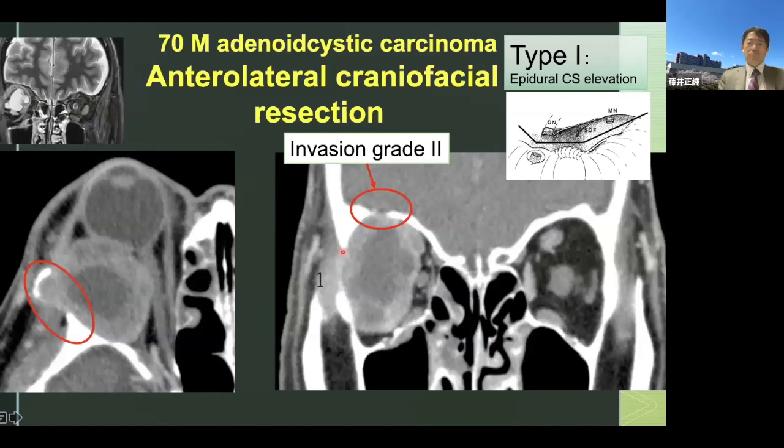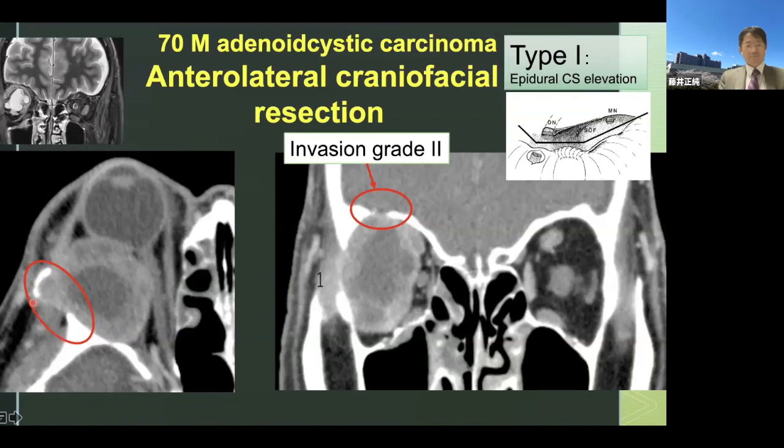Let me show you another case. This is a 70-year-old male with adenoid cystic carcinoma. And as you can see, the tumor is located in the lateral aspect of the orbit and invaded into the bone here too, and also invaded into the temporal muscle too.